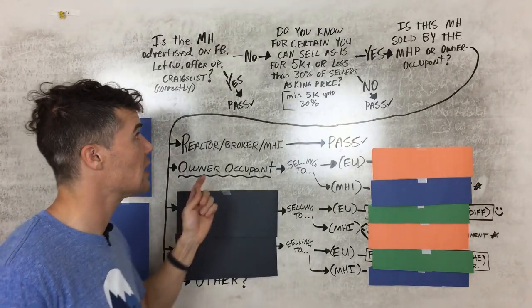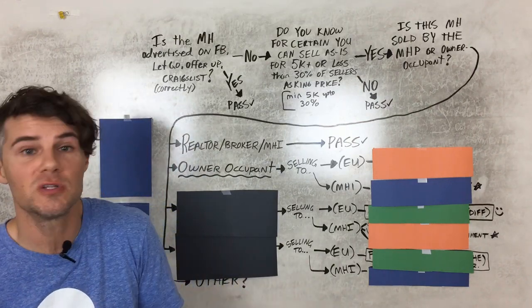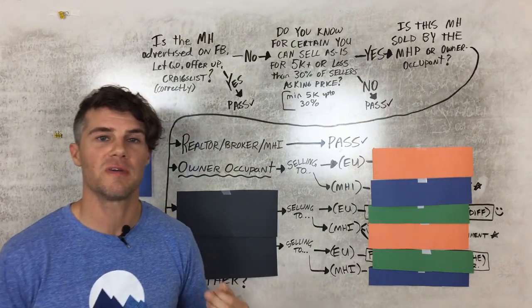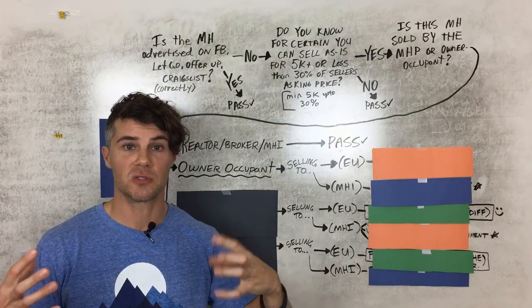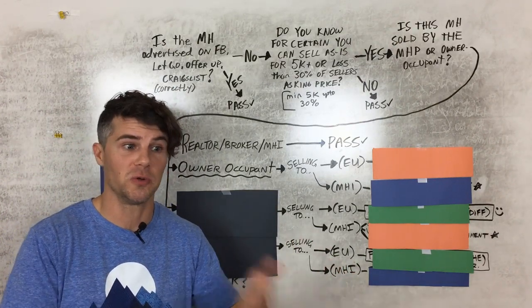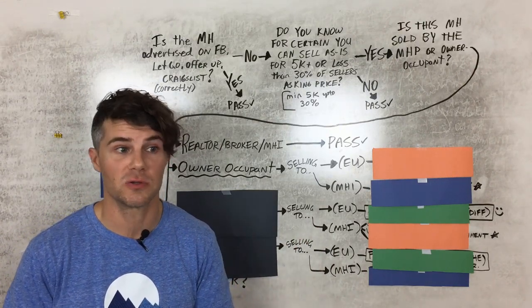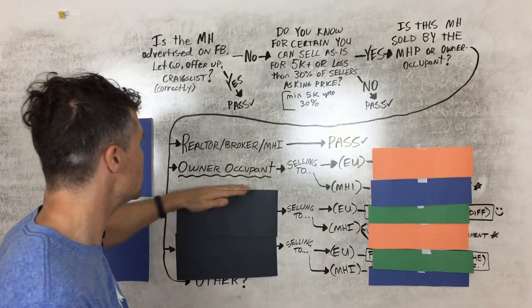The next thing I want to talk about is an owner-occupant. Now, this is the majority of what you're going to find. You're going to find mobile homes that are out there that are being sold by regular people that used to live in the home. They still do, and they're trying to sell it. Or they haven't lived in the home for a couple months. They're trying to sell it. So let's talk about that.